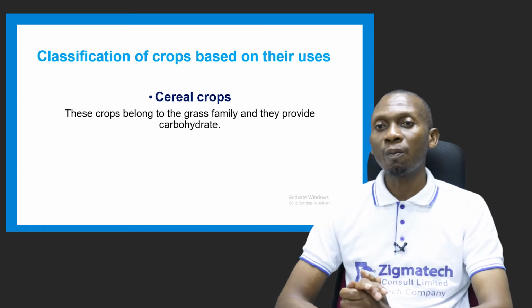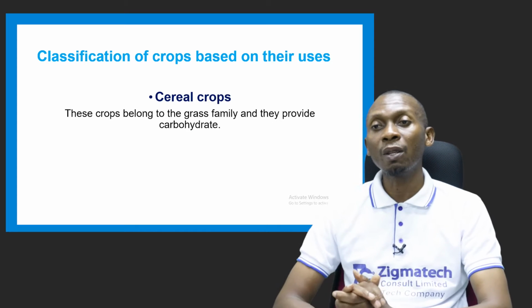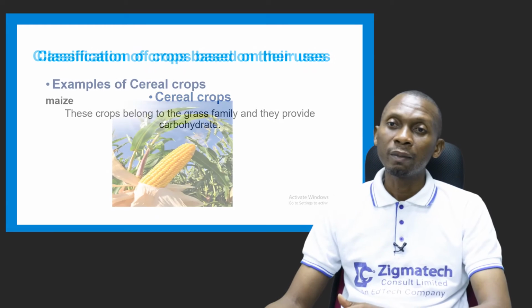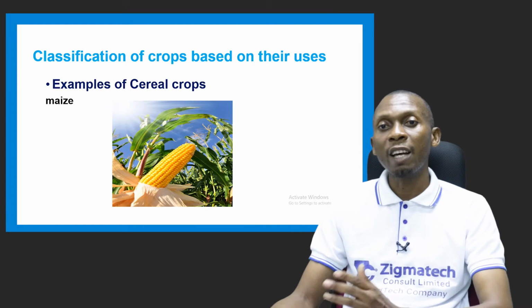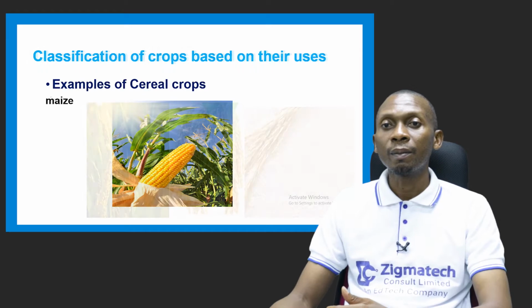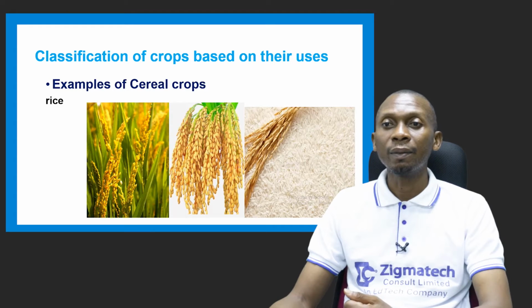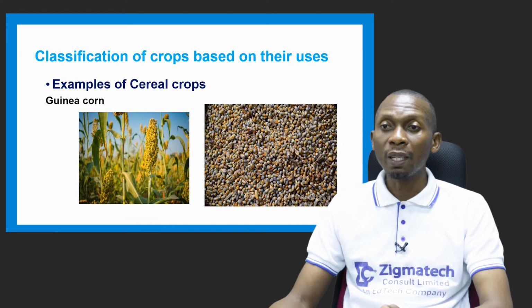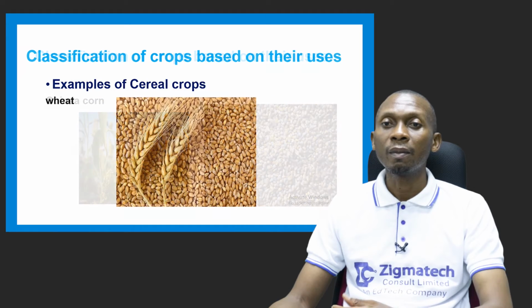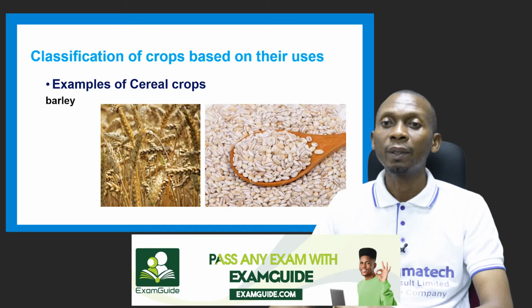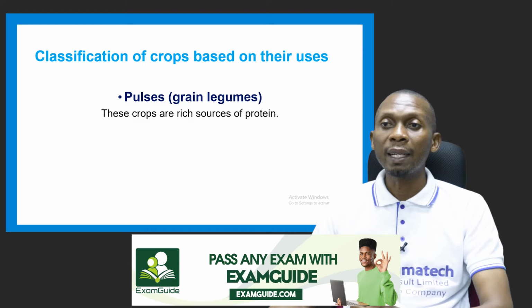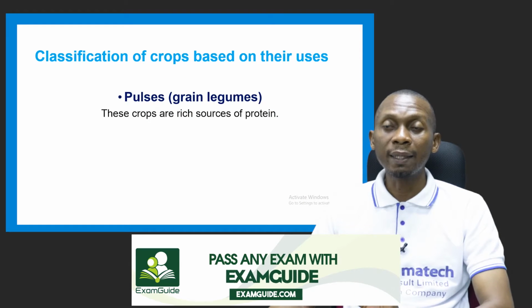We'll look at cereal crops. Now, what are cereal crops? These are crops that belong to the grass family and they provide carbohydrates. Examples of cereal crops we have are maize, rice, millet, guinea corn, wheat, barley, oats. So these are examples of crops that are cereals.